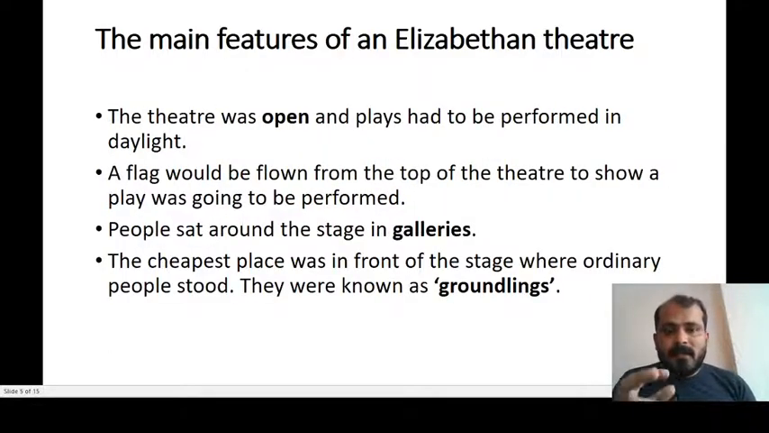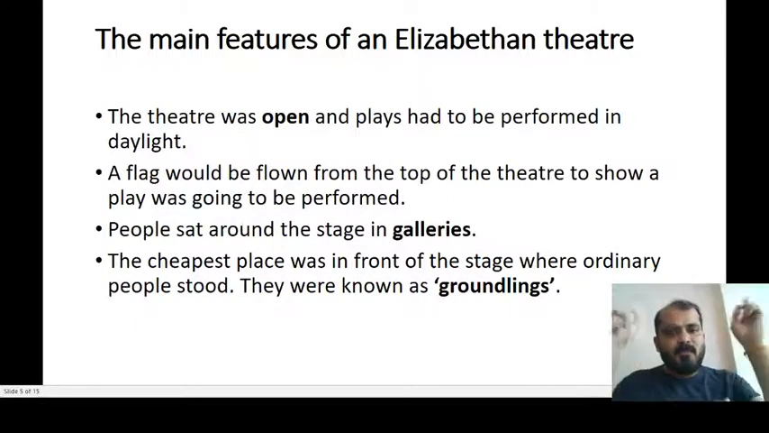Okay, let us look at the slide. This slide explains the main features of an Elizabethan theatre. The theatre was open and plays had to be performed in daylight. A flag would be flown from the top of the theatre to show a play was going to be performed. It's an indication that the show begins.